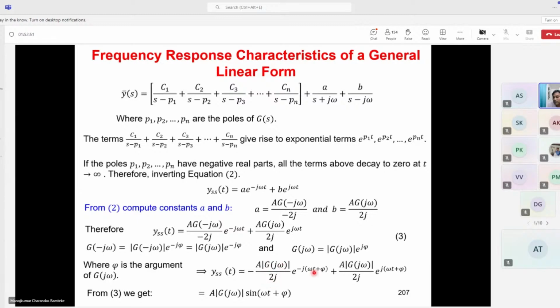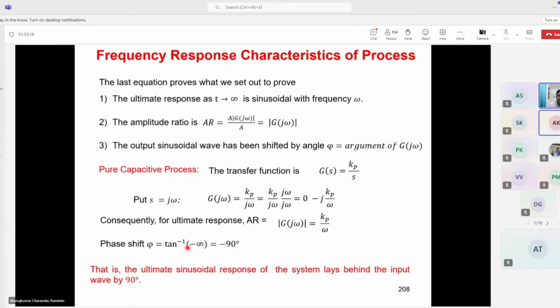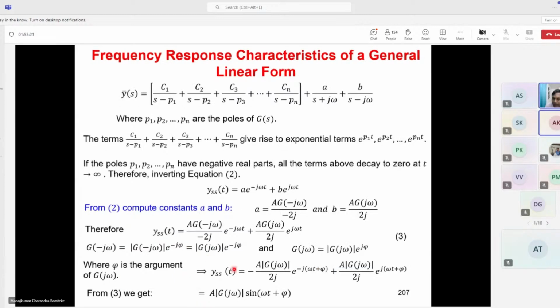So what we are left with is (e raised to the power j(omega t + phi) minus e raised to the power minus j(omega t + phi)) divided by 2j, and this entire term can be represented as sin(omega t + phi). So this is the equation we are getting. Now if I compare this equation, which is the output, with the input, what was the input? A sin omega t. So if I compare this input with this output, what is the amplitude ratio?